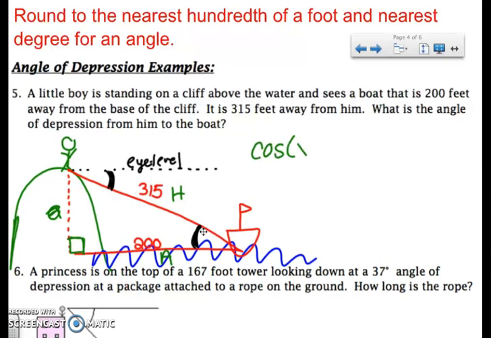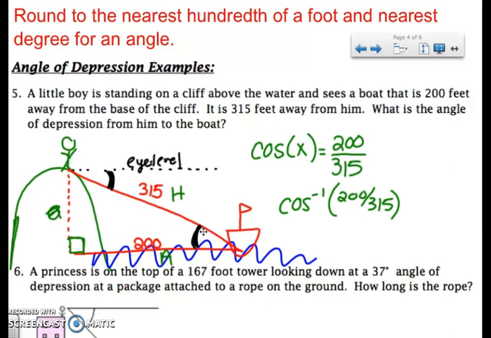Since I'm looking for the angle of depression or elevation, I'm going to use x. Cosine is adjacent over hypotenuse, so I'm going to take the inverse cosine of 200 over 315. Now remember, make sure you're in degrees. When you do inverse cosine, you should get 50.5, so it's going to round to 51 degrees. So the angle of depression or the angle of elevation is going to be 51 degrees.